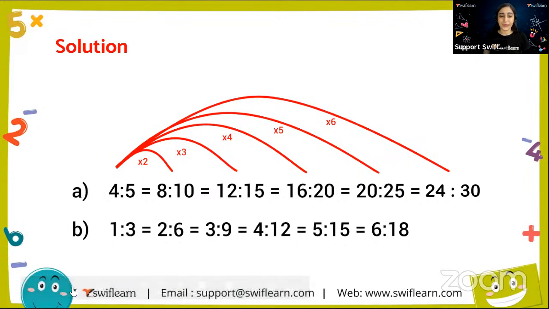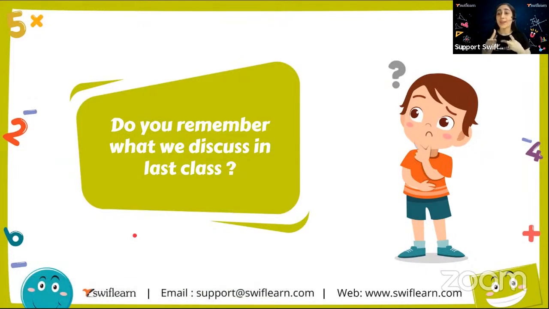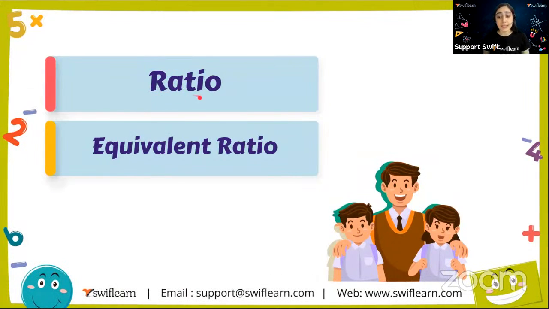Do you remember what we learned in the last class? We did 3 subtopics. One was what is ratio. The other was comparing quantities with the same unit. That is very important. Remember, same unit. And the third was equivalent ratios. So I'm revising. When we compare two quantities in terms of how many times, this comparison is known as ratio.